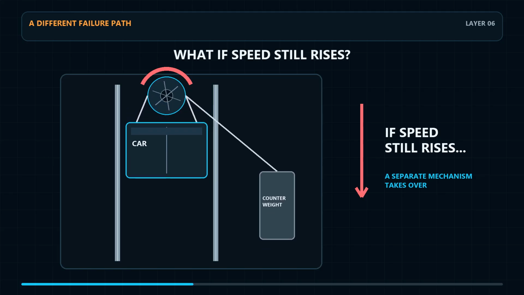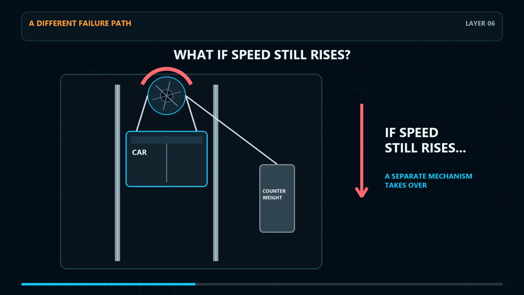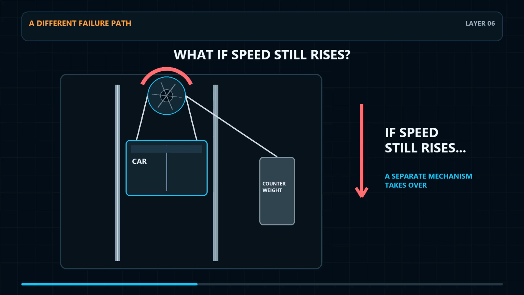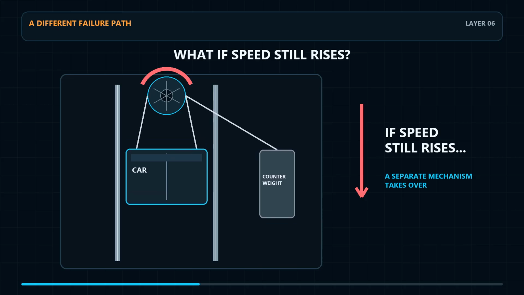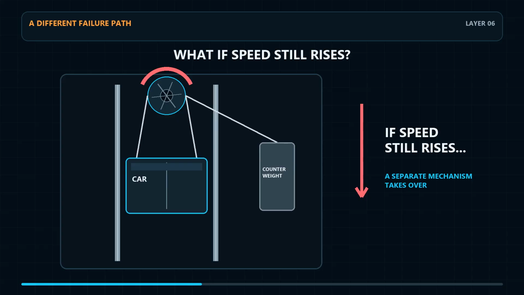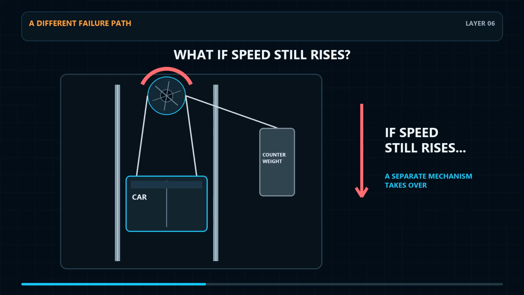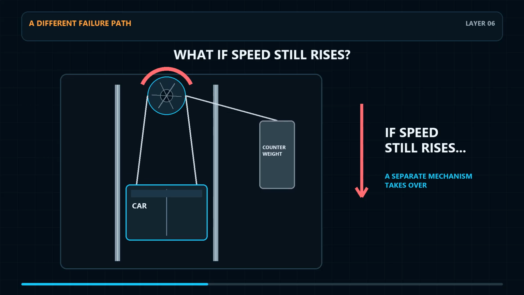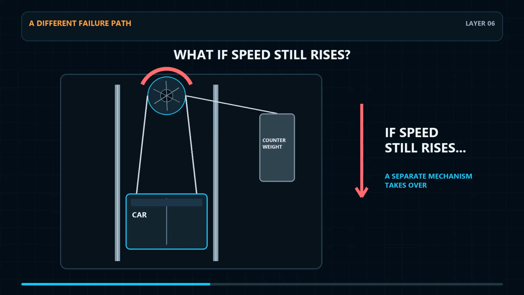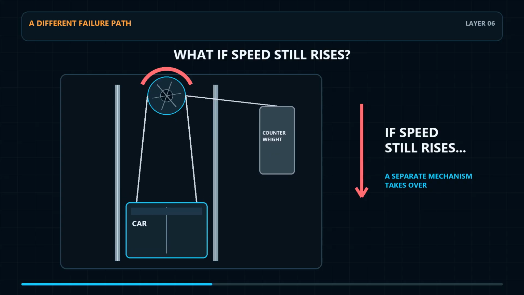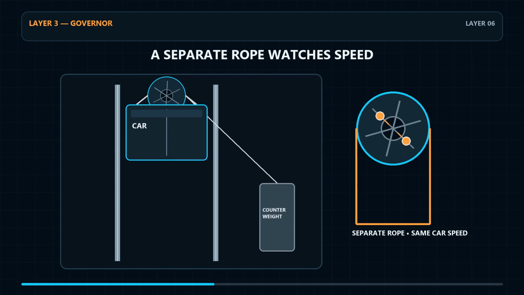A control fault, a mechanical problem, or loss of traction can create a descending overspeed condition. The next layer needs its own view of car speed and a mechanical path that does not depend on software making the right decision. Independent speed sensing can catch motion that a position command failed to predict. That watcher is the overspeed governor.